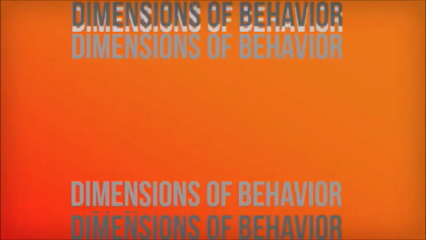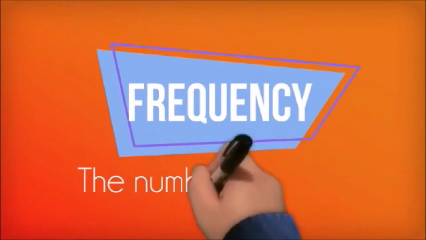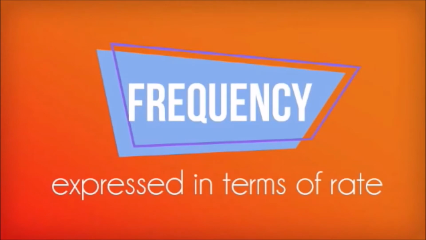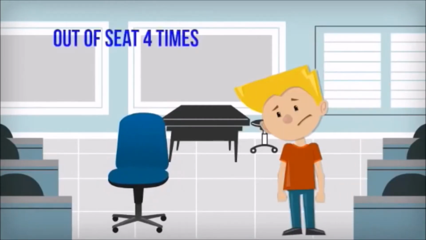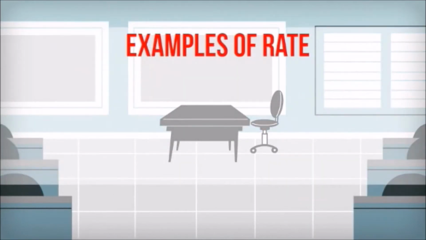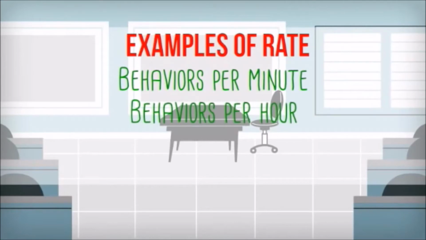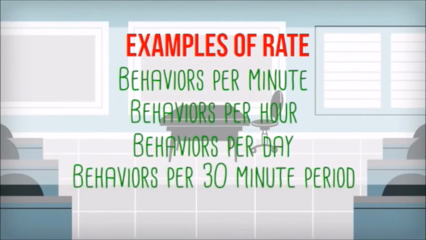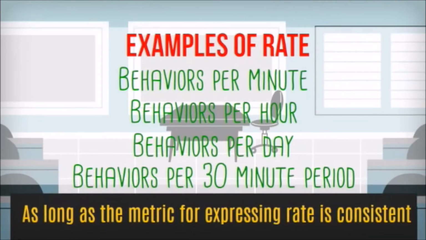Let's talk about some of the dimensions of behavior that I just mentioned. The first is frequency, which is the number of times a behavior occurs. Frequency should be expressed in terms of rate. For example, if I tell you that a student was out of his seat 4 times, it makes a big difference if it was 4 times per minute or 4 times per day. We want to express frequency in terms of rate, which could be behaviors per minute, behaviors per hour, behaviors per day, behaviors per 30-minute period, as long as the metric for expressing the rate is consistent.